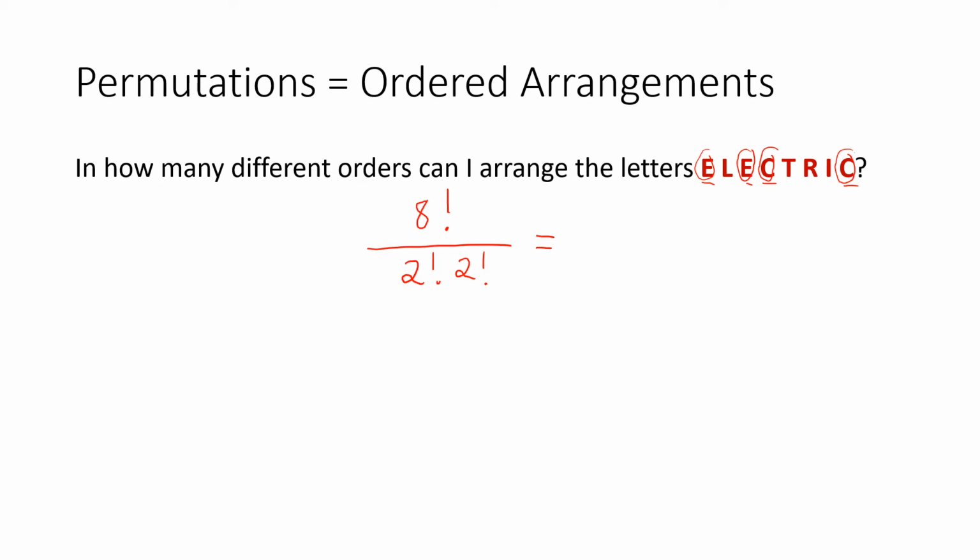So this is going to give me 8 factorial, which is 40,320, but I'm going to divide that by 2 times 2, which is 4. Which gives me 10,080. So just generally, if I've got any indistinguishable items, I'm going to count how many I have of each type that there's more than one of, and divide by those numbers.